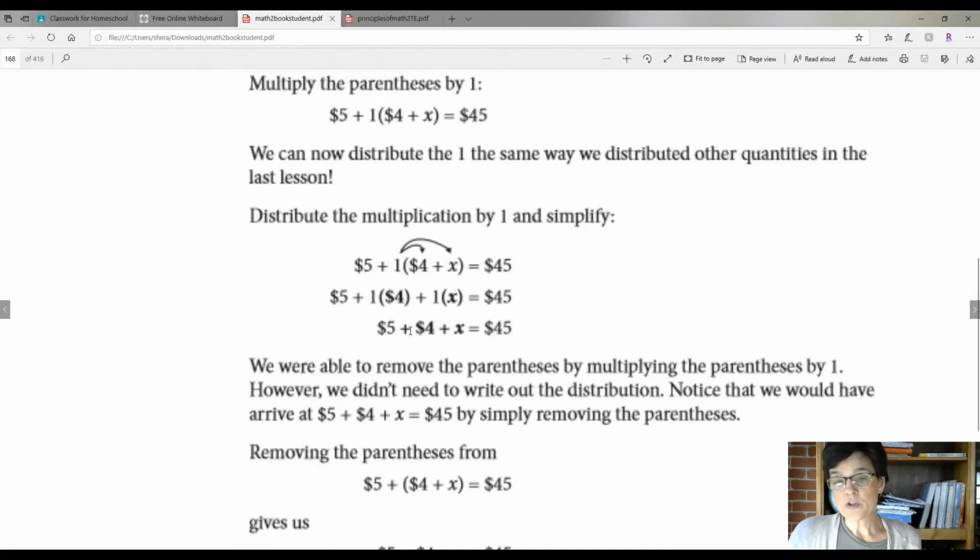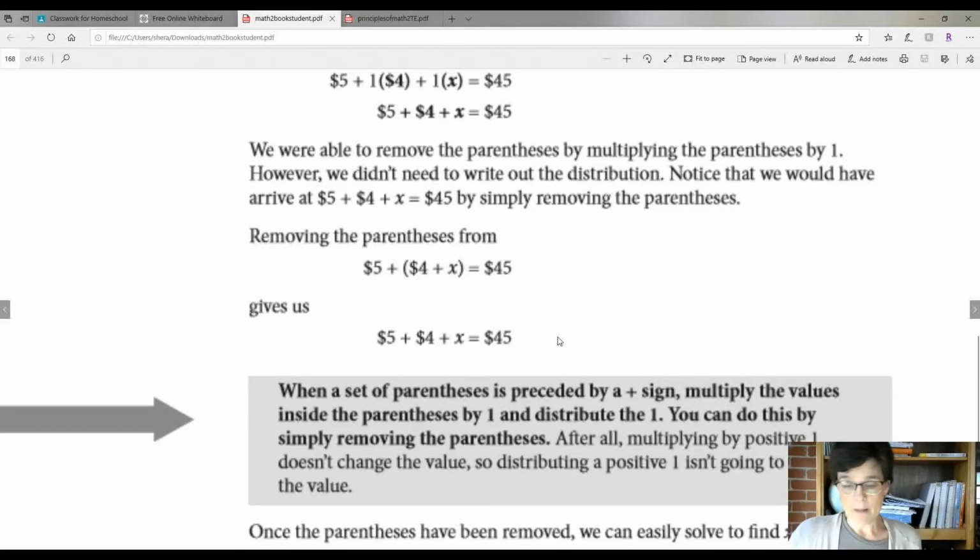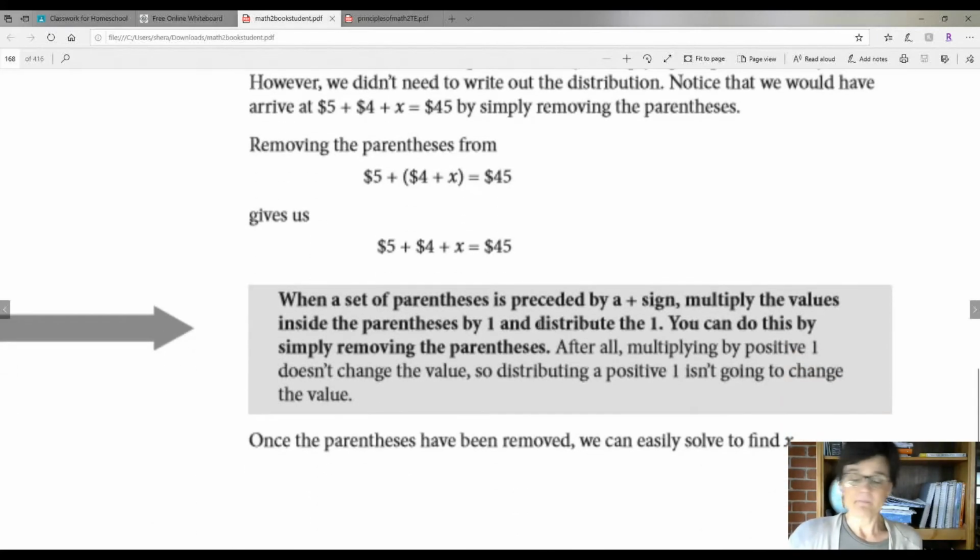Okay, and then once you do all the calculations, 5 plus 4 is 9, 9 plus x is 45, and so on. Anyway, you would work the problem out and you would get that. Okay, the answer is not the deal right now.